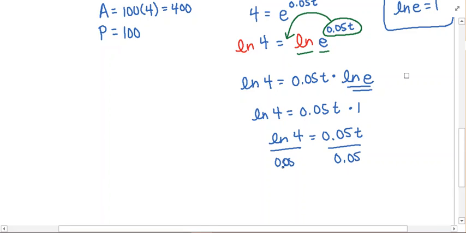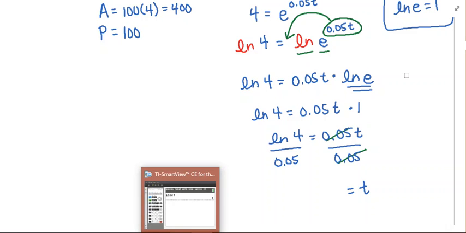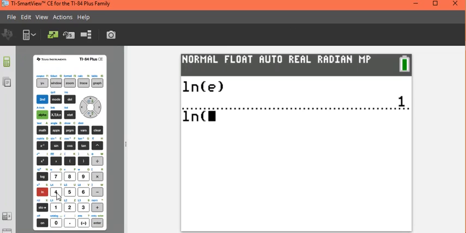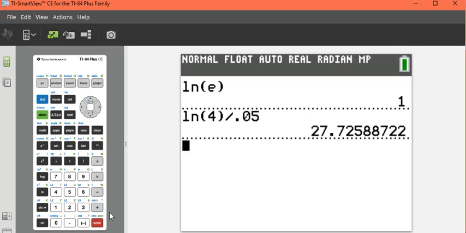Oops, an extra 0 in there. So on the right side, this cancels with this, and then you're just going to get t equals, let me erase this. It kind of looked weird when I wrote it down. So we're going to go to our calculator, and we're going to get the natural log of 4 divided by 0.05. So here we go. We're going to get the natural log of 4 divided by 0.05, and that's going to be your time value.